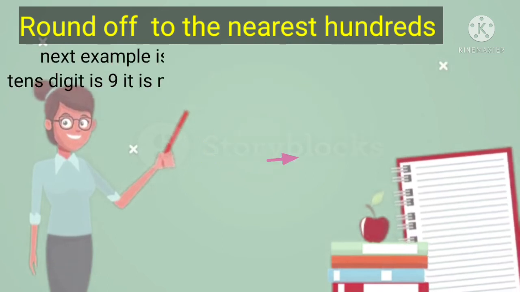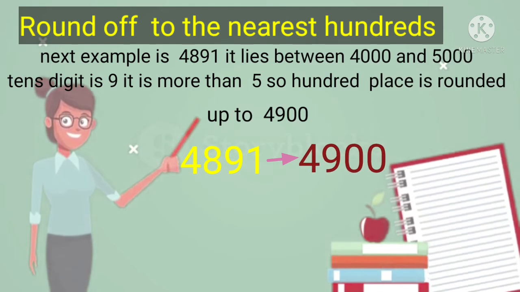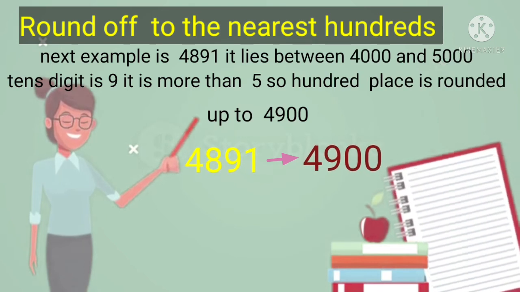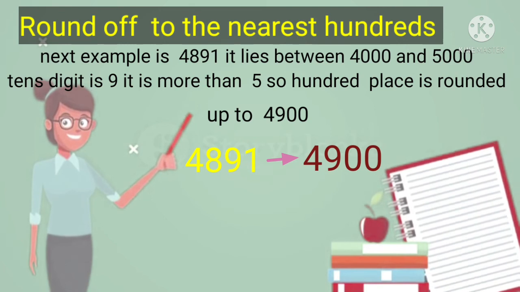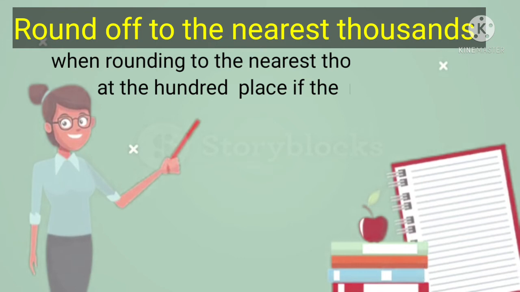The next example is 4891. It lies between 4000 and 5000. The tens digit is 9 and it is more than 5. So the 100 place is rounded up to 4900.